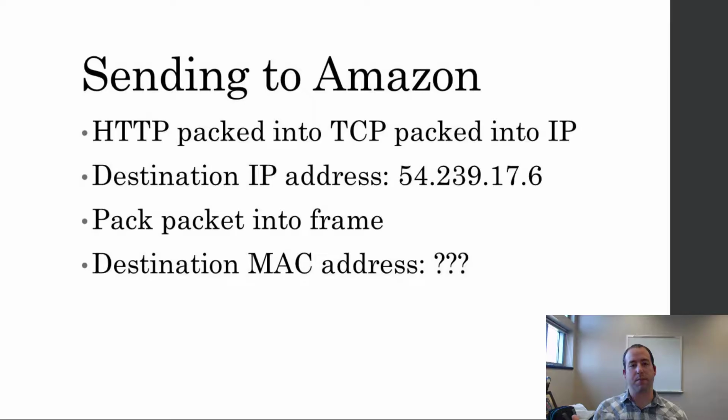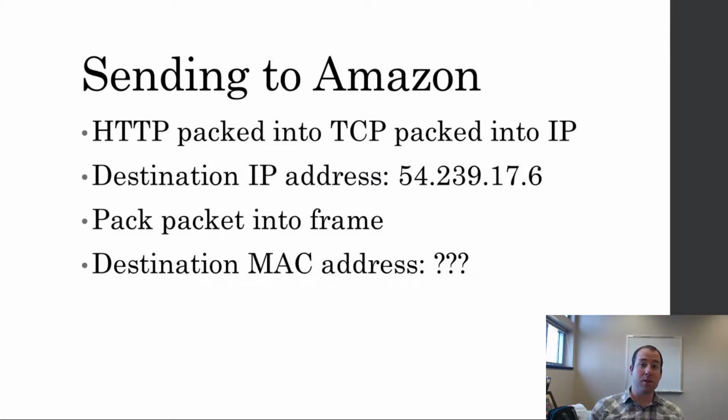So, bit of a review here. To send something to Amazon, if I wanted to send data to Amazon, I would take the HTTP request, pack it inside of a TCP segment, pack that TCP segment inside of an IP packet. And the IP packet is going to have a destination IP address, in this case, Amazon's IP address, 54.239.17.6. Amazon's got a bunch of IP addresses, that's one of them. That's going to be the destination IP address of that packet. Now that packet then is designed to get all the way from you to the destination, Amazon, without needing to be unpacked and changed in any way.